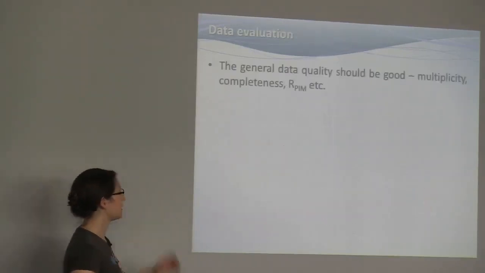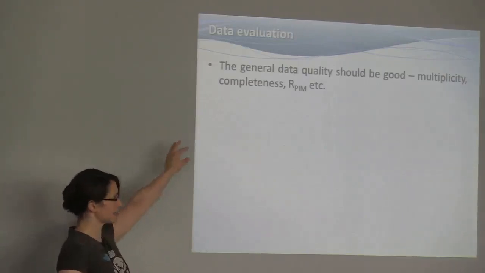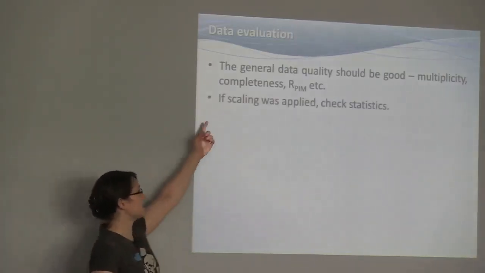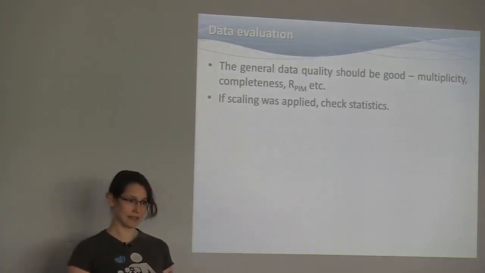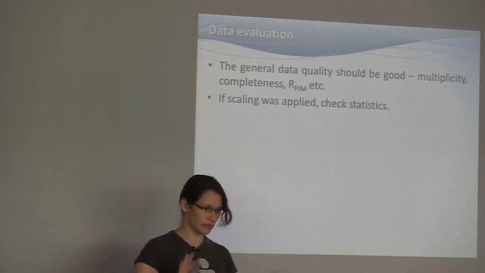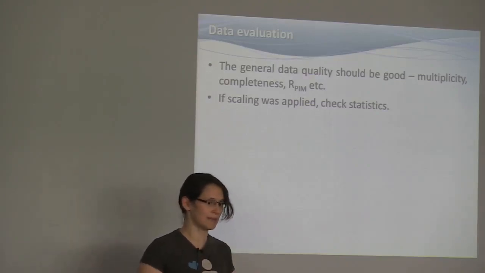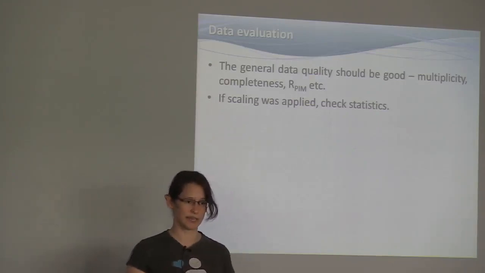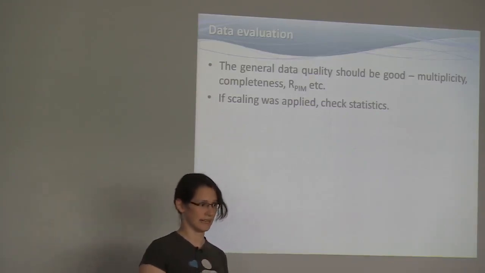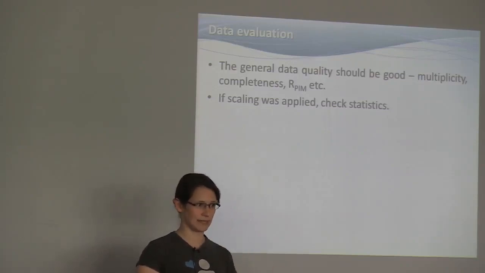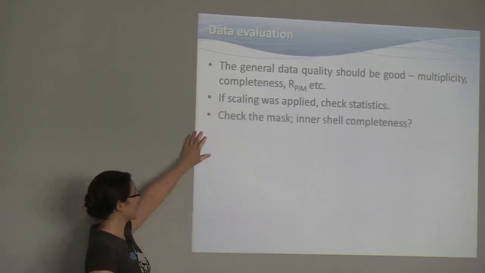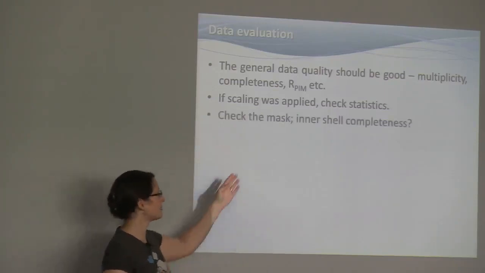The general data quality should be good: multiplicity, completeness, RPIM. If scaling was applied, statistics need to be checked. Very often people come to me when they have experimental phasing problems. About 50 to 60% I send back to integration and scaling, because their problem was not with phasing, their problem was with data processing. Check the mask, as seen from the example I gave.